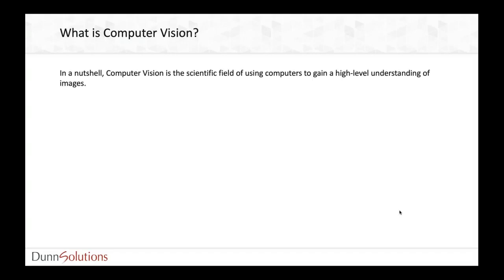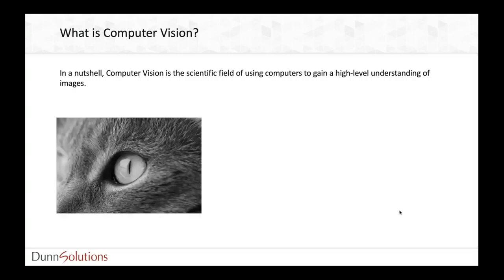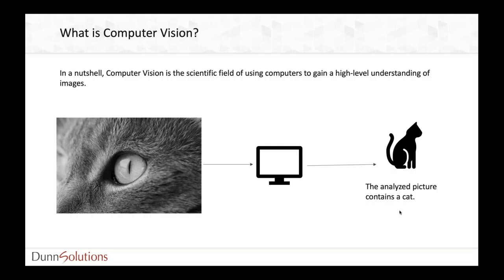Okay, so now let's dive into the topic for the day, which is computer vision and applications of it. So what is computer vision? In a nutshell, it's just using computers to gain a high level understanding of images. So what does that mean? Let's look at this image of a cat. We as humans understand that it's a cat, and if a computer were able to do that, saying that the analyzed picture contains a cat, then we have done some computer vision tasks on it.